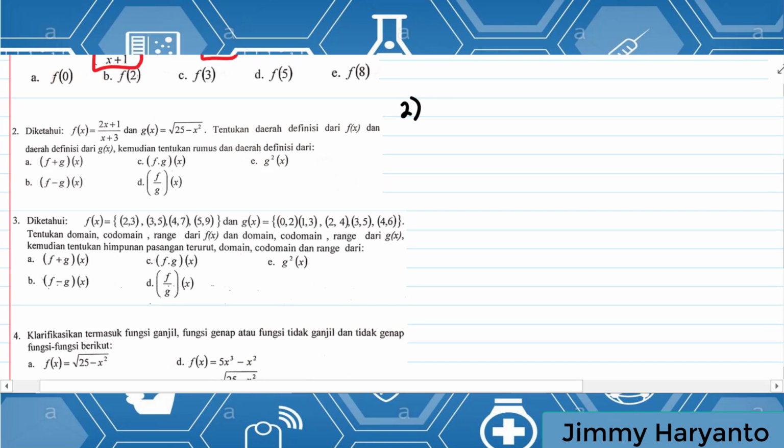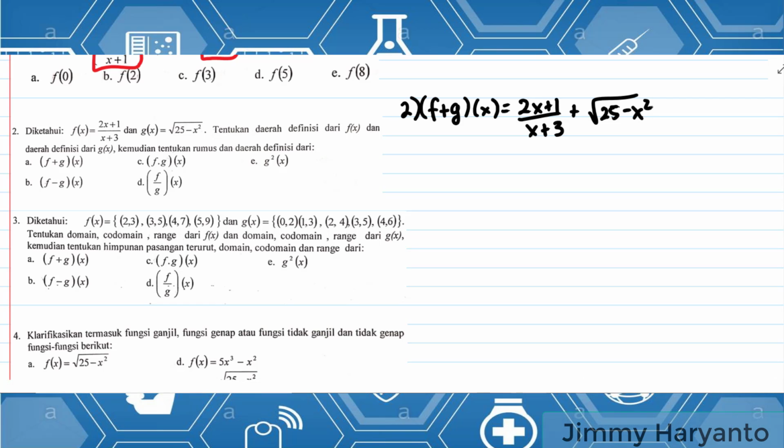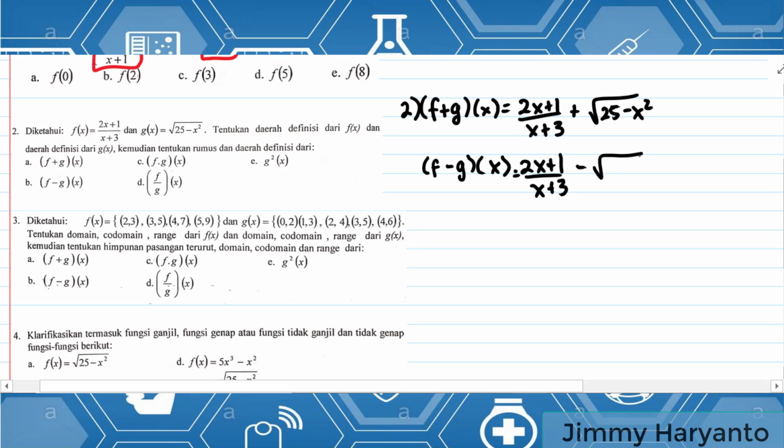Okay, so for the first one, f(x) plus g(x), that means f plus g. You have to add (2x plus 1) over (x plus 3) with the square root of 25 minus x squared. Because they are square roots, you cannot add them, so you just leave it like that. And then the second one, minus, you only have to subtract it and leave it like that because you cannot do anything about it.